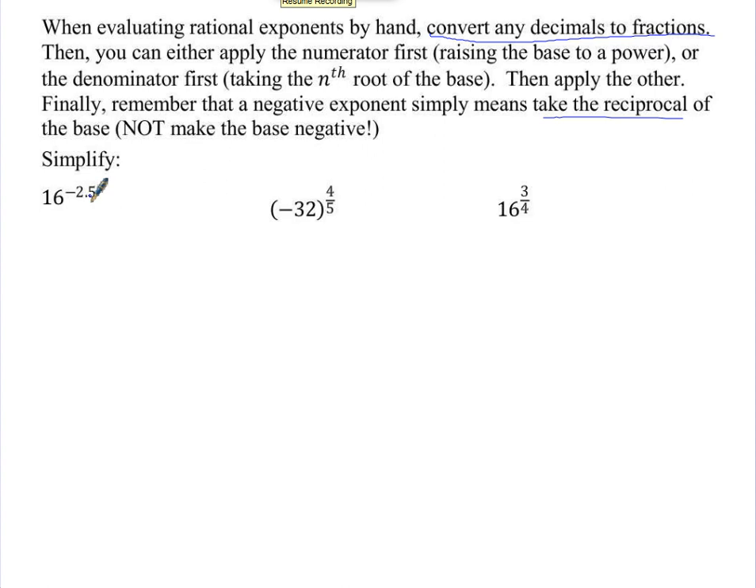Sure, you can change it to a positive exponent first, or you can change it to a fraction first. Okay, fine, fraction first. 16 to the negative what? 5/2. How did I get 5/2 from 2.5? Because 0.5 is 1/2. So therefore, if I have 2.5, then I have 2 and 1/2. And then I convert it to an improper fraction. 2 times 2 is 4 plus 1 is 5. So you get 5/2.